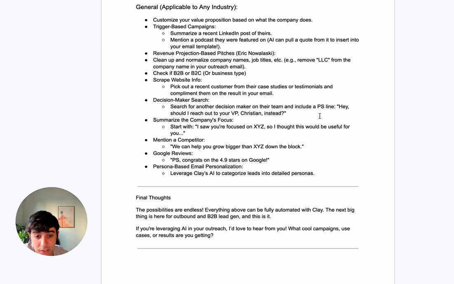Decision maker search. This is a really cool one, a use case that's applicable to everyone. One email that's been working really well for our campaigns, for our clients, is asking if we should talk to someone else. We typically use this as email 3 or 4 in our email campaigns. If someone hasn't replied, we'll send them an email saying, hey, is there someone else in your company I should talk to about X, Y, Z? And often we get a good reply from that.